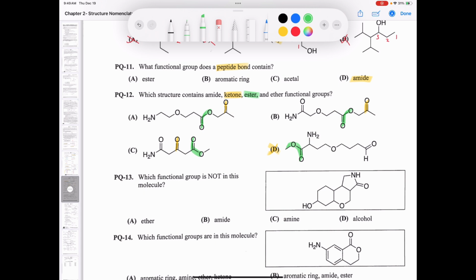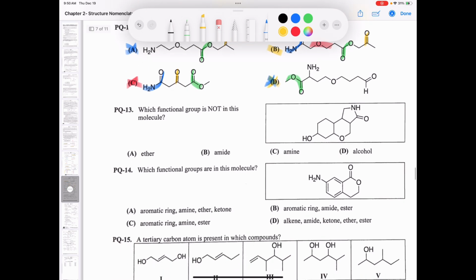And what else? Oh, I forgot the amide. So we're looking for an amide. There's no amide in A. There's one here in B. There's one here in C. And there's no amide in D either, all right? And what else? We're looking for an ether. Okay, trying to find an ether. Well, here we have an ether, and there's no ether in here. So the answer for practice question 12, if I can find my highlighter here, is going to be B. So make sure you know your functional groups.